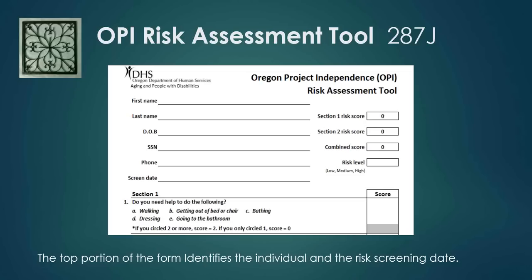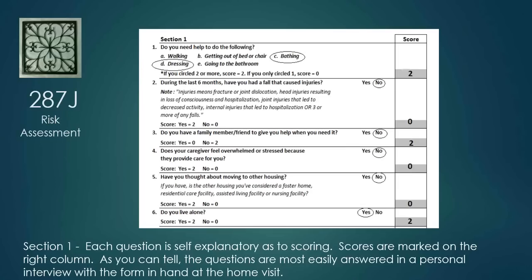I'm going to explain that in just a moment. But you'll want to get the person's information there. And then next, following that, we have Section 1 of the risk assessment tool. Now, each question is self-explanatory as to scoring, and scores are marked on the right column.